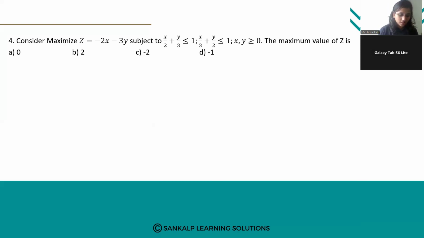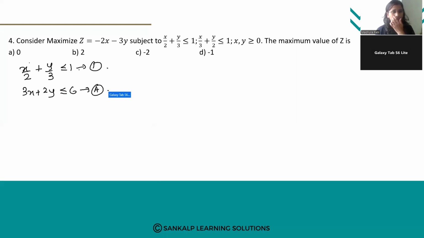So first we shall consider the constraints. The first constraint is x by 2 plus y by 3 is less than or equal to 1. You can solve this by applying the methods that we have done in linear inequalities. The LCM of 2 and 3 is 6, so multiplying both sides by 6, I will get 3x plus 2y less than or equal to 6. Let this be A. This is your first constraint.